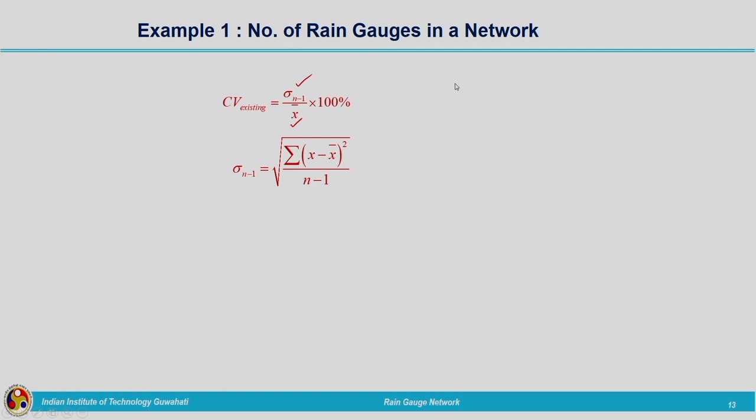Sigma n minus 1 is given by the square root of the summation of (x minus x bar) whole squared, divided by n minus 1. So, this is something related to a sample. Sometimes, instead of sigma n minus 1, it is written as S. So don't get confused, sigma n minus 1 and S represent the same thing, that is the standard deviation corresponding to the sample data.